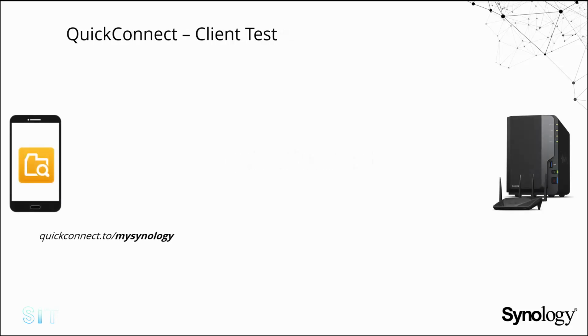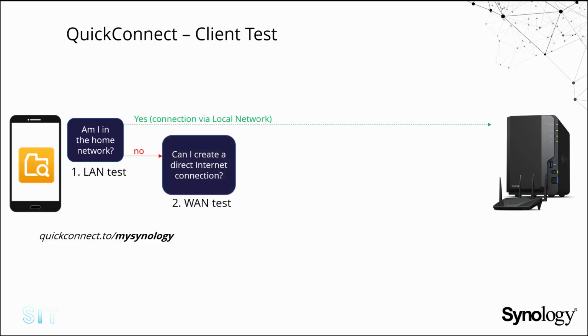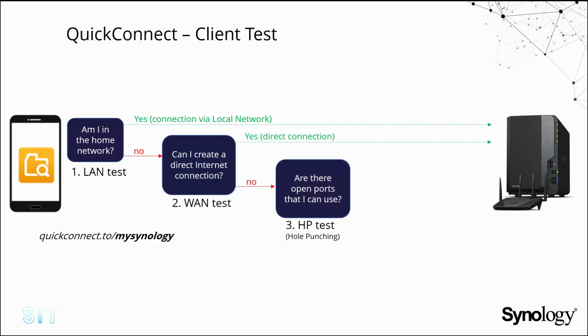When we connect to the QuickConnect ID, more happens in the background than the user actually sees. First, the service checks whether it is located in the home network and can reach the NAS directly. If yes, then the direct local connection to the NAS is established. If no, check number 2 is performed, namely the WAN test. Here, QuickConnect checks if we can establish a direct connection to the external IP address. If yes, then the direct connection is also established here. If no, continue with step number 3, the so-called hole punching test.